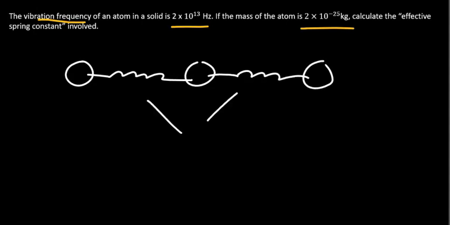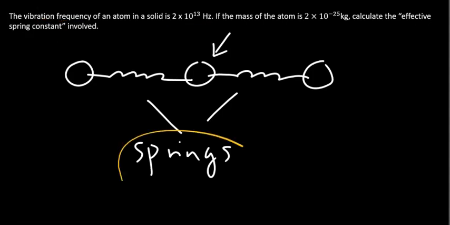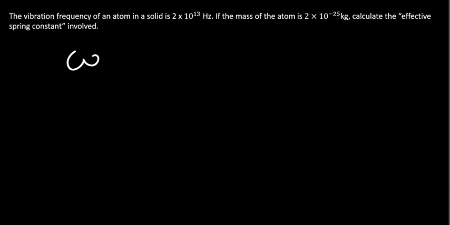through bonds. And these bonds behave like springs. Now we are looking at one particular atom and we are ignoring the motions of other atoms. Now as this oscillates, we want to calculate the effective spring constant of such a spring. We know the angular frequency squared for simple harmonic oscillation equals k over m.